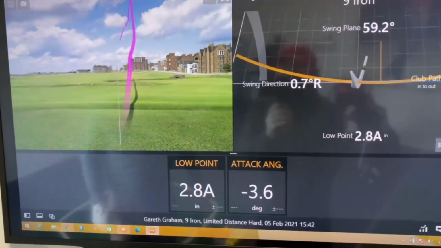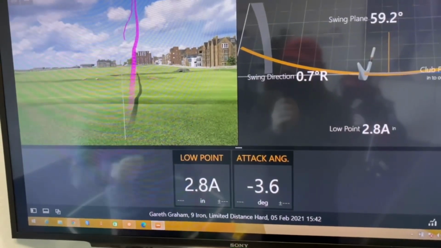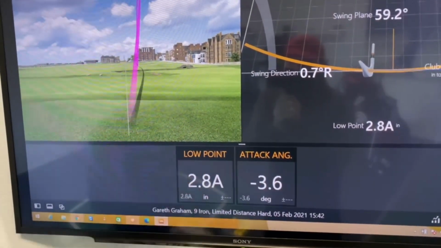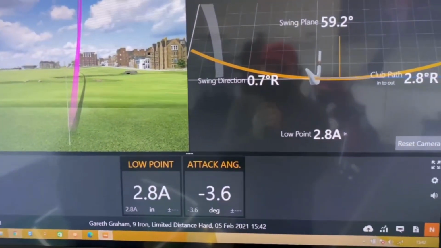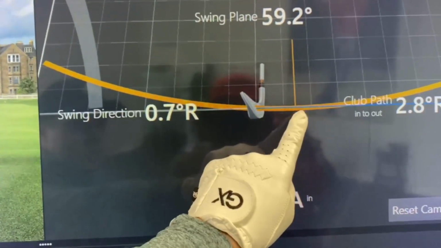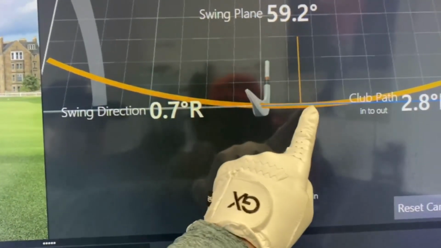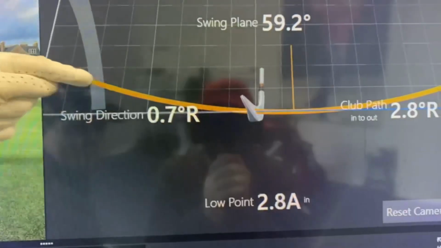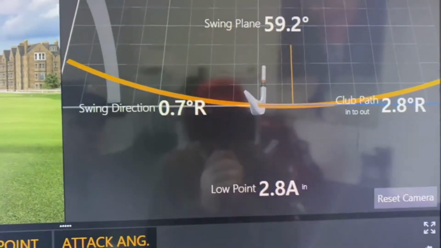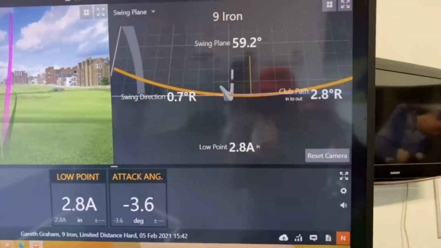Okay, so it's got an A now instead of a B. A, so instead of being behind, it's now ahead. It's 2.8 inches ahead, and we are 3.6 down. So you can see the graphic. Here's the golf ball. Here's my low point. It's now this side, instead of behind, it's now in front or ahead. And we can see that as a result, that club is then hitting it on the way down on that part of the arc, instead of on this part of the arc on the way through.